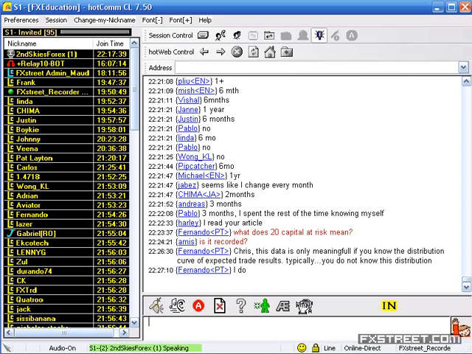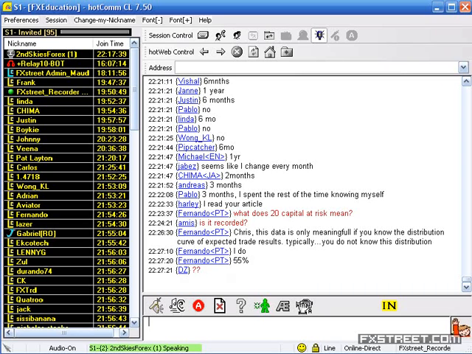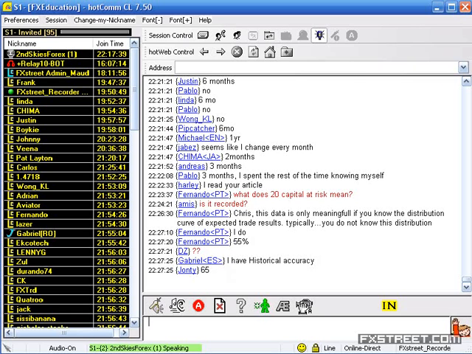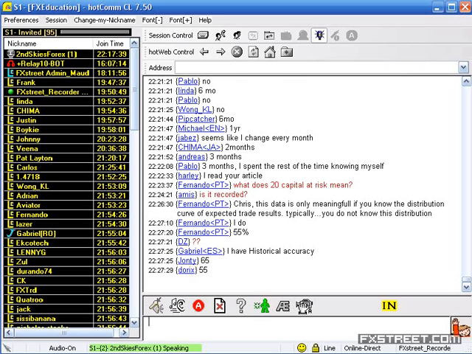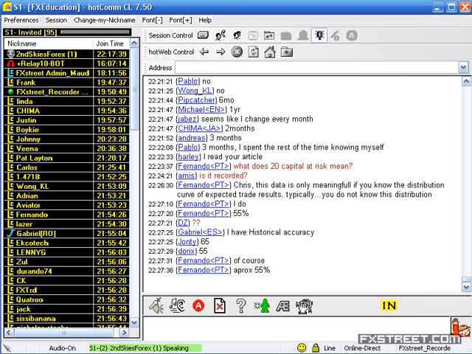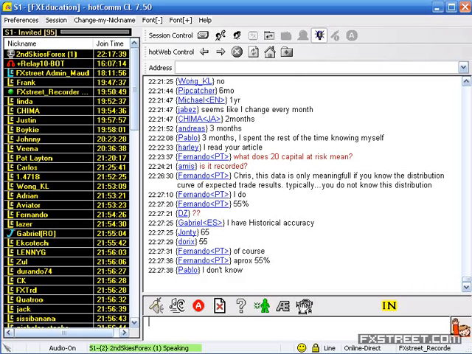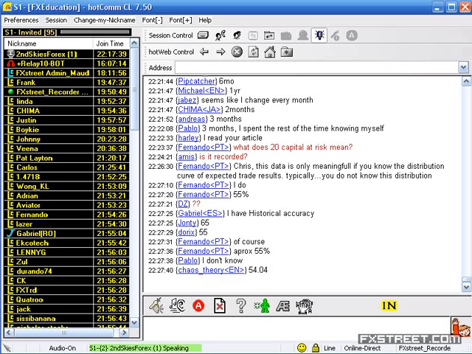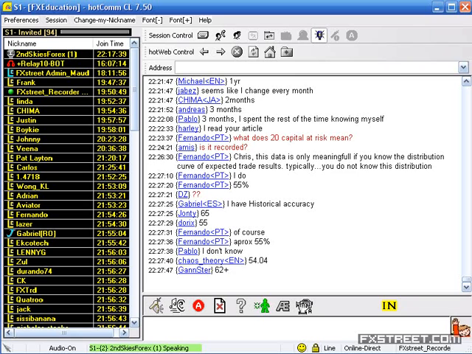your system? Fernando says you do. Okay, Fernando. How long have you been trading the system? Okay, 55% accurate. Really? You've done the data? You've done it and it came out to 55 even? It didn't come out to like 55.2 or anything like that? And no percentage like 0.23 or something like that? Approximately 55%. Okay. Jonty says 65, 54.04. You really know that? 54.04%, 62 plus?